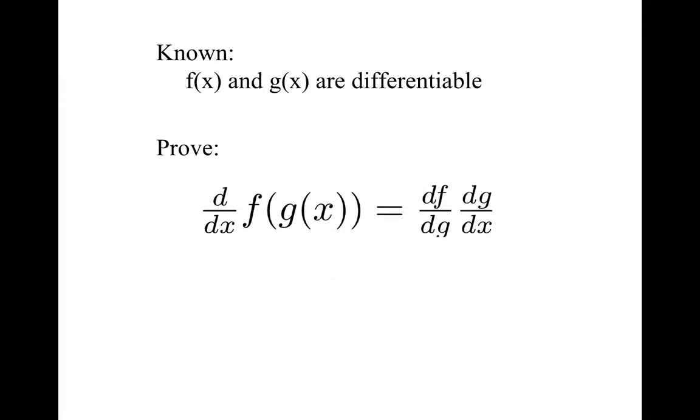So let's see what we know and what we're trying to prove. This is what the beginning and the end of our proof will look like. First, we know that f of x and g of x are both differentiable, meaning that we can, if it suits our needs, take their derivative and use the definition of the derivative with them. Also, we know that x is an element of the real numbers, which allows us to use all of our fun limit machinery. And we're trying to prove, once again, the chain rule.